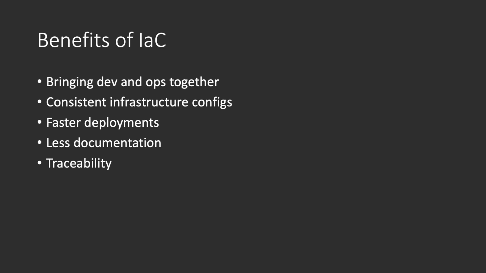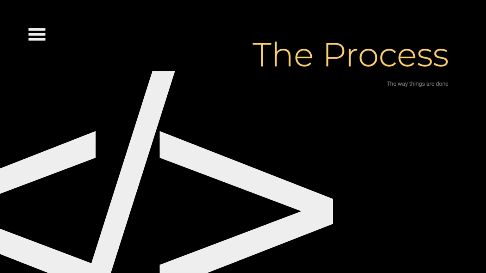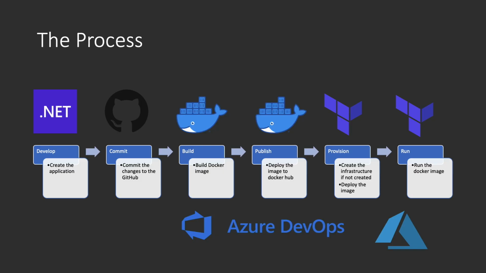The next step is we're going to be discussing the process. When it comes to infrastructure as code, this is the entire process that we're going to follow. It starts with developing our application until it's running on the server. This image, or this chart right here, is going to illustrate the actual process that we're going to be utilizing in this video.